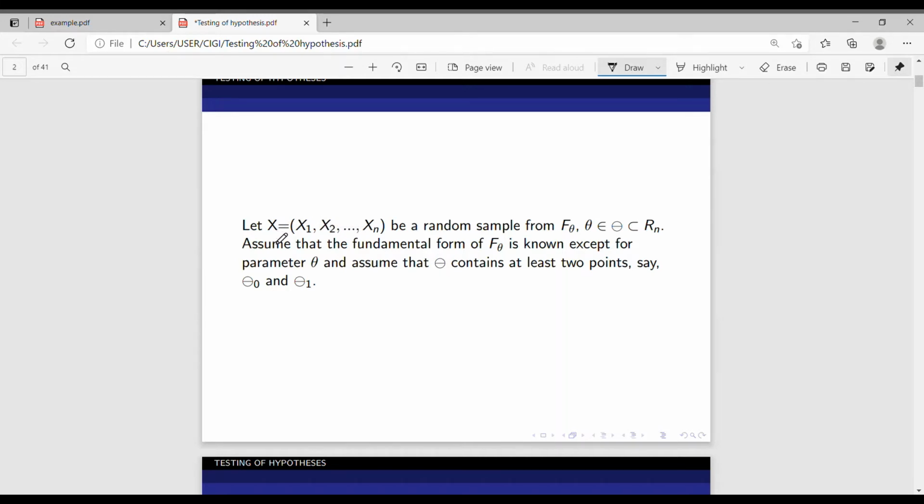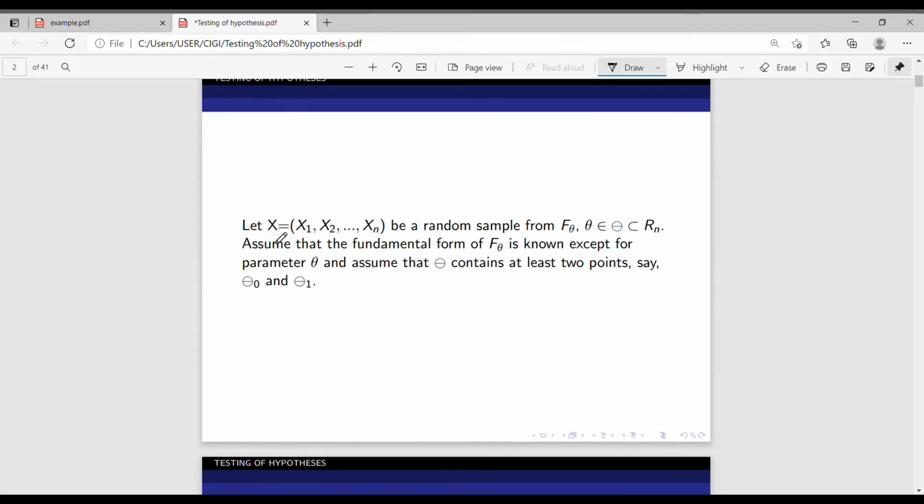Let X equal to X1, X2, ..., Xn be a random sample from F theta, where theta belongs to capital Theta, a subset of R. Assume that the fundamental form of F theta is known except for the parameter theta, and assume that capital Theta contains at least 2 points, say theta naught and theta 1.